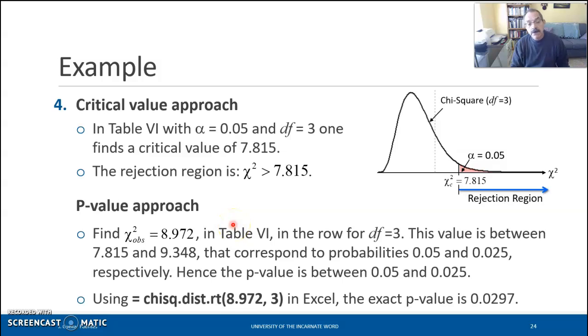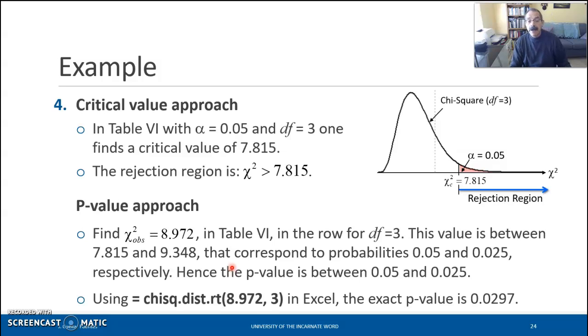If you decide to use the p-value approach, then you look at the calculated value of the test statistic. Then in table 6, look at the row for 3 degrees of freedom and see where this value is with respect to the values listed there. And you will see that 8.972 is between 7.815 and 9.348. And this corresponds to the probabilities of 0.05 and 0.025. And because these are probabilities on the right side, you can see that the p-value is between 0.05 and 0.025.